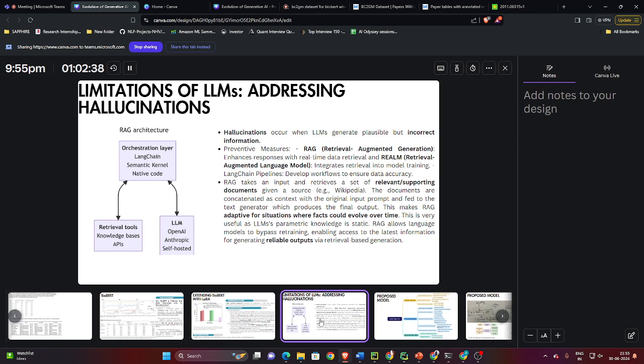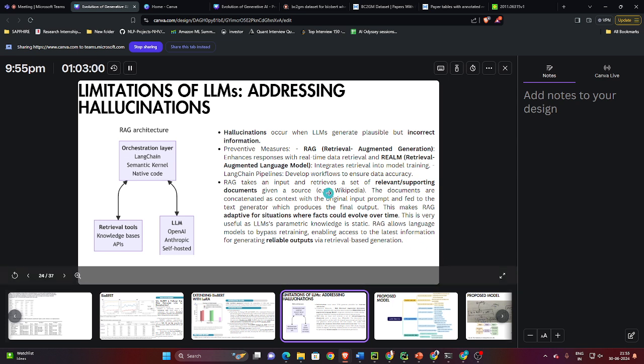One is using RAG pipelines, retrieval augmented generation, or RALM, retrieval augmented language model. The second is using knowledge graphs and graph neural networks. I'll go through them one by one: which one is better, how much better, and why. The three questions: which, how, and why. The preventive measures, and I'll explain very briefly what RAG is.